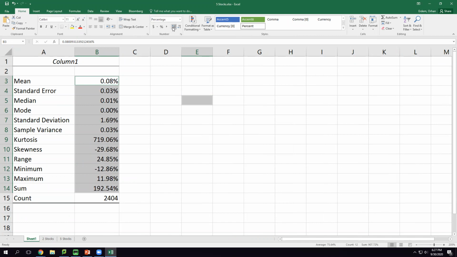Because these are not sales, neither profits nor revenue. These are returns. So returns are expressed in decimals as percentages. That's why it's converted to percent. Okay. So the mean, which we calculated a moment ago, is 0.08, right? So it should be the same. Okay, so we have 2,404 days, which is 10 years. And this is the mean of Apple.